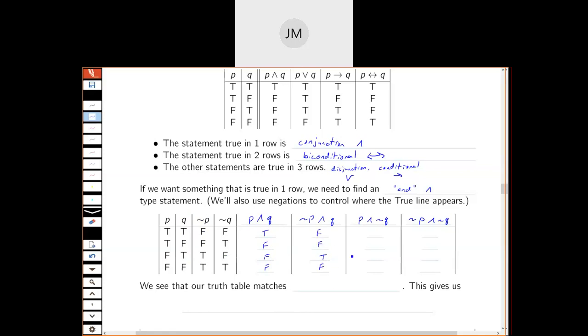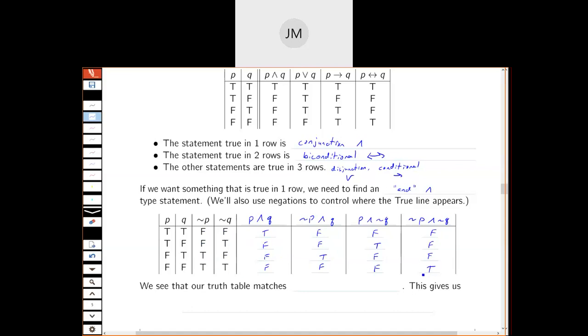Okay, P and not Q. So I'm looking at these two. Here I have at least one false. In the second row, they're both true, then both false, then at least one false. So our true is on the second row. And then finally, not P and not Q. Both false gives me a false. At least one false gives me a false. At least one false gives me a false. And on the fourth row, they're both true, so I get a true.